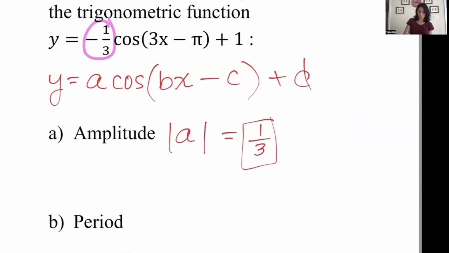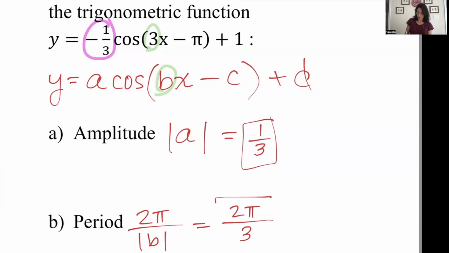The period formula is actually 2 pi divided by the absolute value of b, right? So in this particular case, b is 3, right? It's the coefficient of the x. So if we just pop it right into the formula, it's going to be 2 pi divided by the absolute value of 3, which is 3, okay? So remember, the period just means how long it takes to complete one full cycle. So if it's cosine, how long does it take to make that U shape?